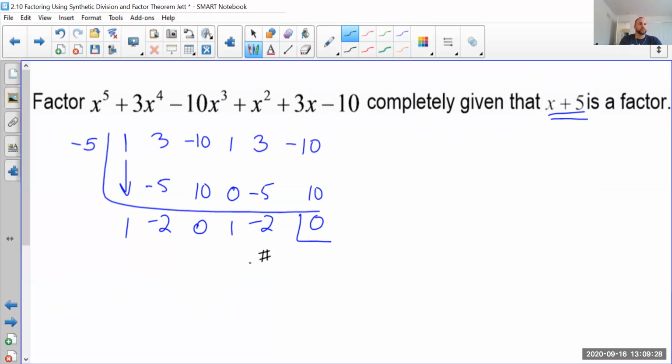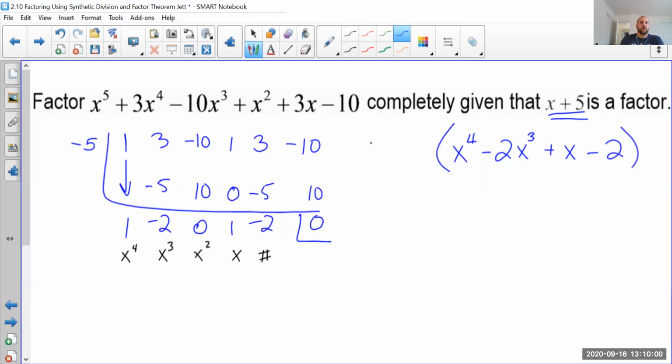So here's my number. Here's my x squared, x cubed, x to the 4th. Do I need to write 0x squared? No. Okay, so that leaves me with x to the fourth minus 2x cubed plus x minus 2. And then I still have this x plus 5 at the front that they told us is a factor.